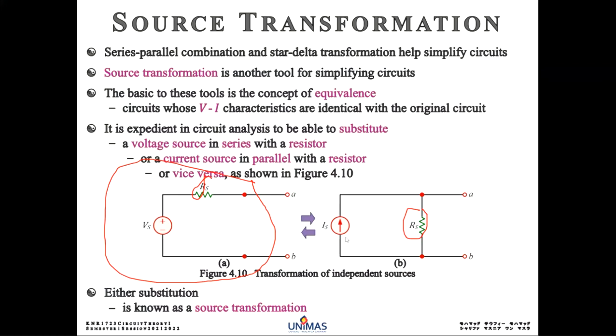Same thing, if you want your Is from the voltage source Vs and Rs, the Is, according to Ohm's law, I is equal to V over R. So Vs over Rs. So straightforward. Okay. So now you can apply this source transformation or superposition.